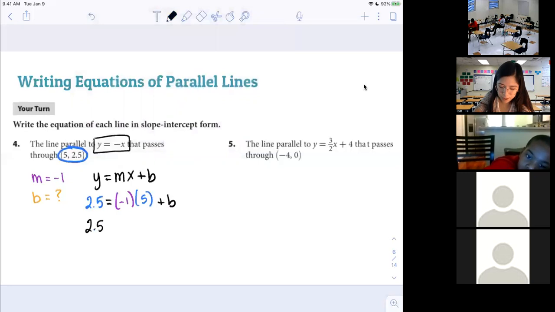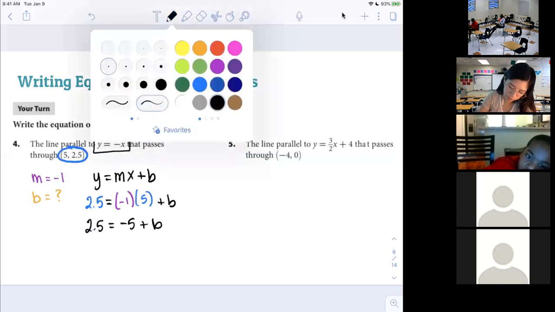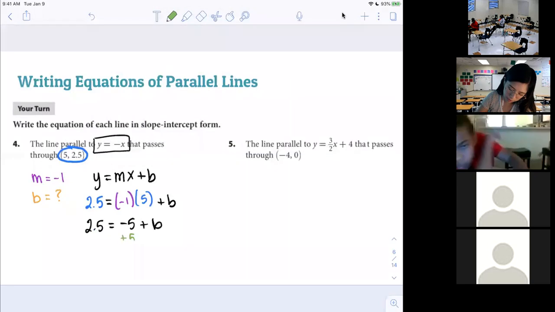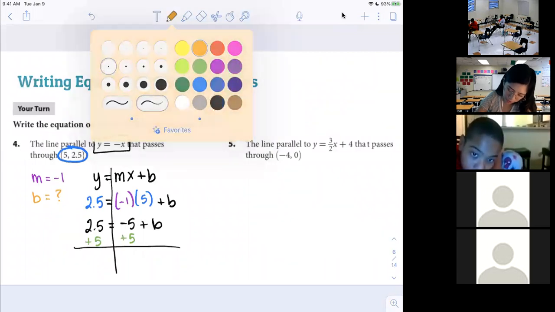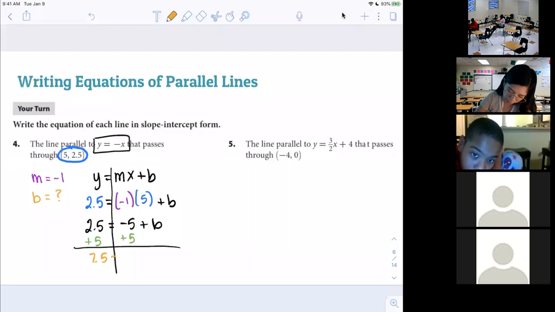-5. So I have 2.5 equals -5 plus b. What do I do to both sides now? Add 5. And what's 2.5 plus 5? 7.5. Good. So my final answer for b is 7.5. So I have my m, I have my b. What's my final equation? Matter of fact, pause, don't say anything yet.